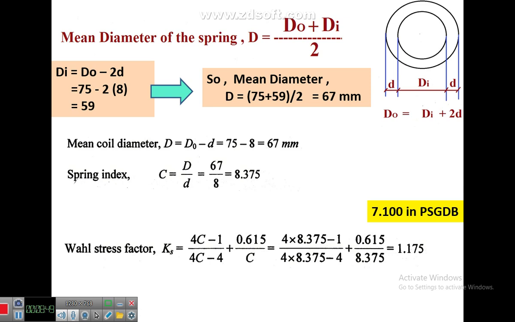So as usual, use the D formula, D naught plus di by 2, and also use the formula di equal to D naught minus 2d, as in the previous problem. So find the D value as 67 and find the spring index D by d using the formula, and it's going to be 8.375. And coming to the wall stress factor, this formula is available in page number 7.100 in the data book. So use that. So we got Ks as 1.175.